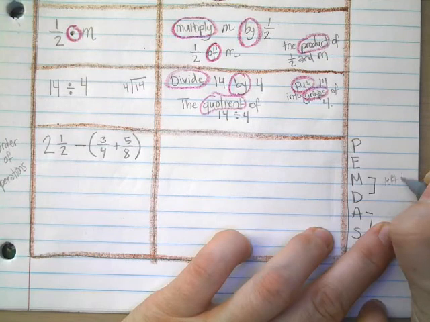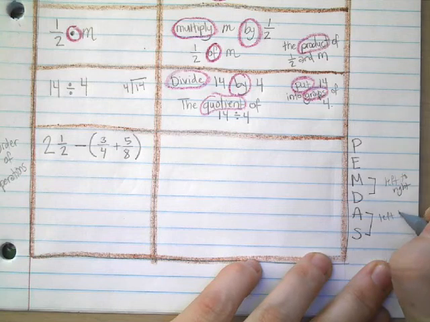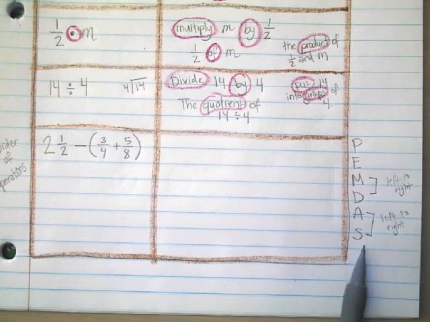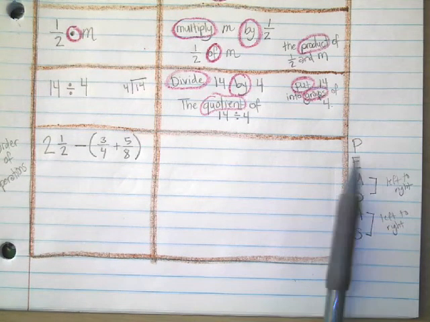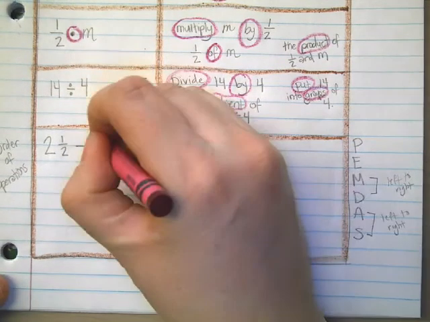So multiply and divide go together. Add and subtract go together. Left to right. What that means is that if there's both multiplication and division, then you work left to right. And then if there's both add and subtract, you work from left to right. Okay? So let's go ahead and search for this.